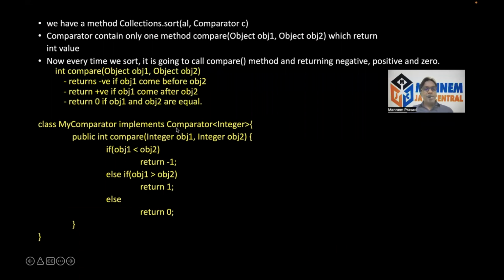Let's see the code snippet here. So this is the implementation class of comparator. And we are overriding the compare method. In this compare method, it is taking two objects, meaning two values at a time from the array list object. So if obj1 is less than obj2, it is returning -1. If obj1 is greater than obj2, it is returning +1. If both are equal, it is returning 0. This is the implementation, and let's execute that code snippet to see what will happen.